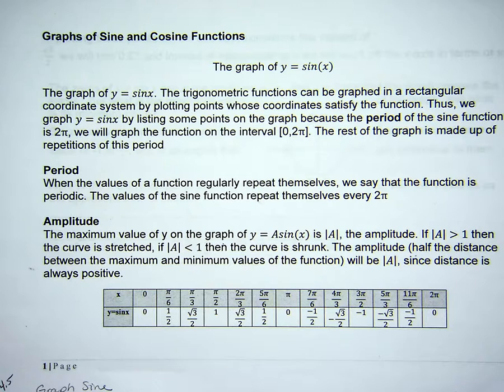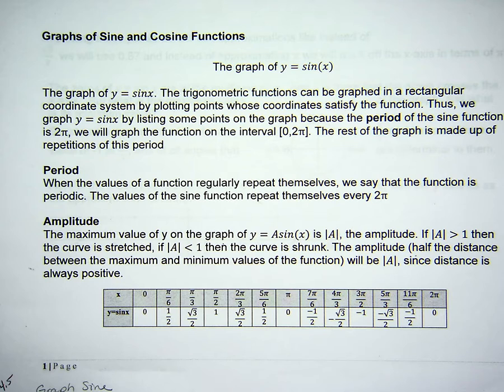Talk about the graphs of cosine and sine. Here we're going to talk about the graph of sine. The trig functions can be graphed in a rectangular coordinate system by simply plotting points whose coordinates satisfy the function.